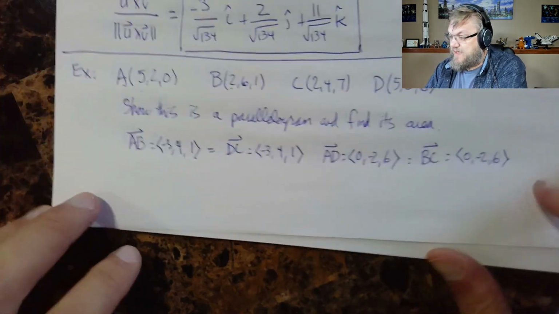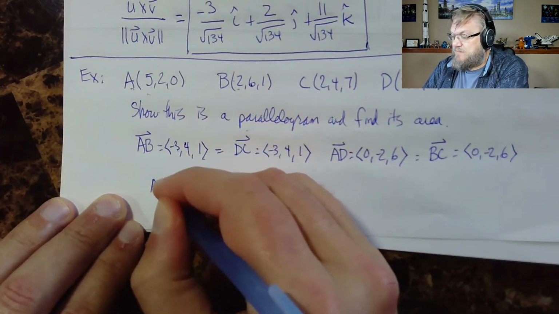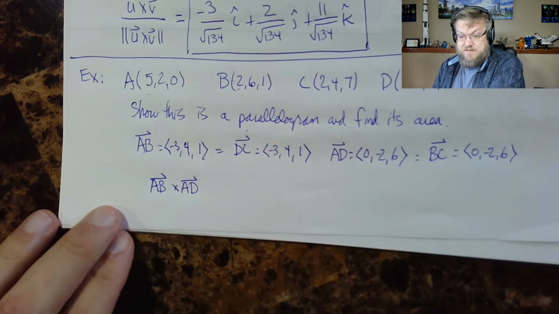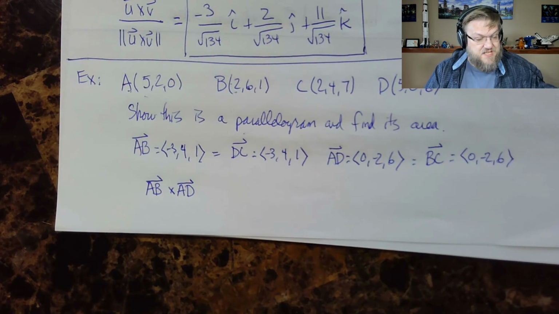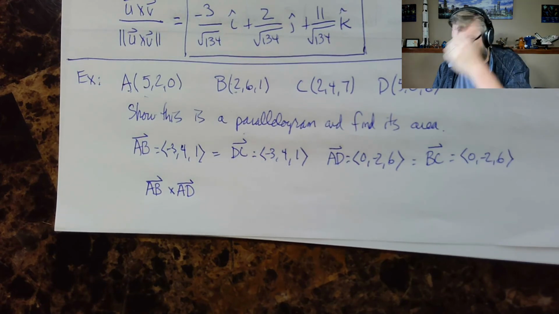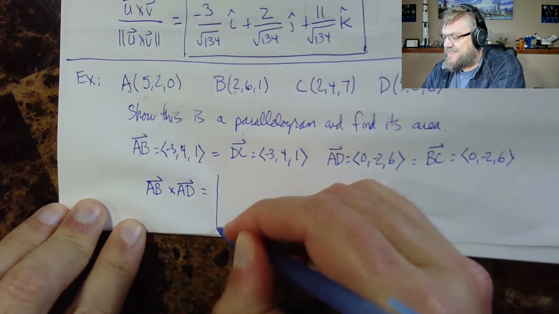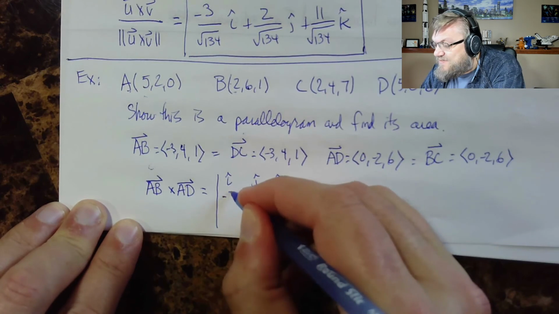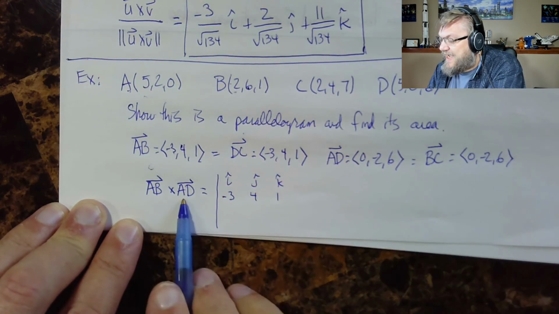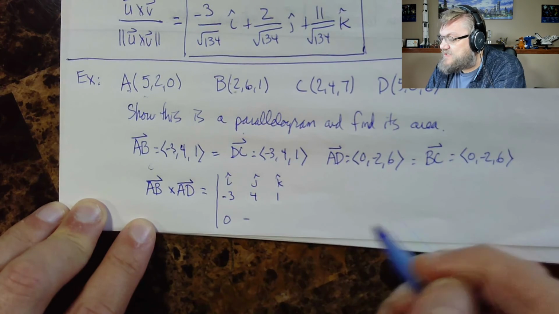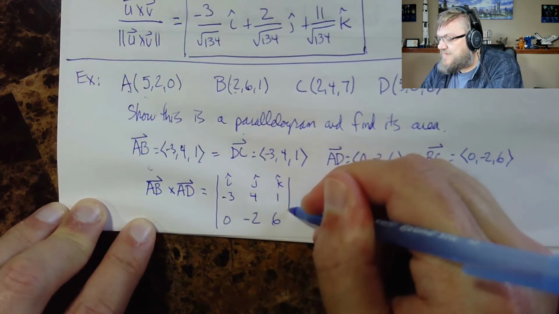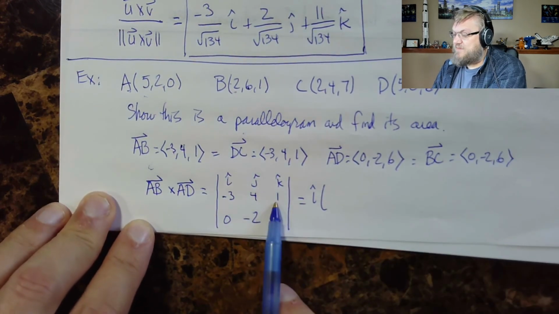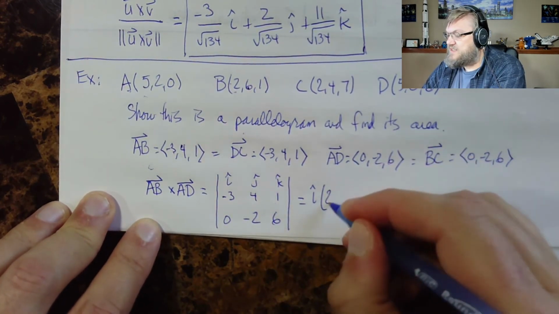So I want to take AB, and I want to cross it with AD. And then I want to find its magnitude, and the magnitude of that cross product is the area of the parallelogram. So I'm going to first find this, I, J, K. AB is negative 3, 4, 1. AD is 0, negative 2, 6. And so taking that cross product gets me 24 minus a minus 2. 24 plus 2 is 26.